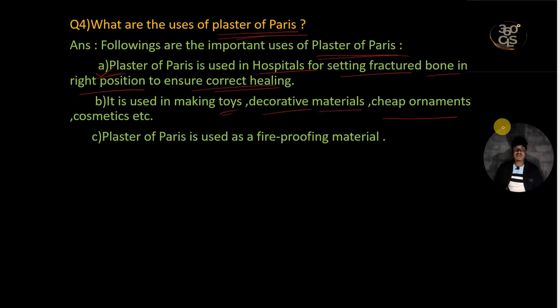Okay. Then cosmetic, etc. So plaster of Paris can be used for making toys, decorative materials, cheap ornaments, and cosmetic. Okay. And there are more things which can be made by using what? Plaster of Paris. So number third is, plaster of Paris is used as a fireproofing material. Okay, fireproofing material. So these are the important uses of plaster of Paris.